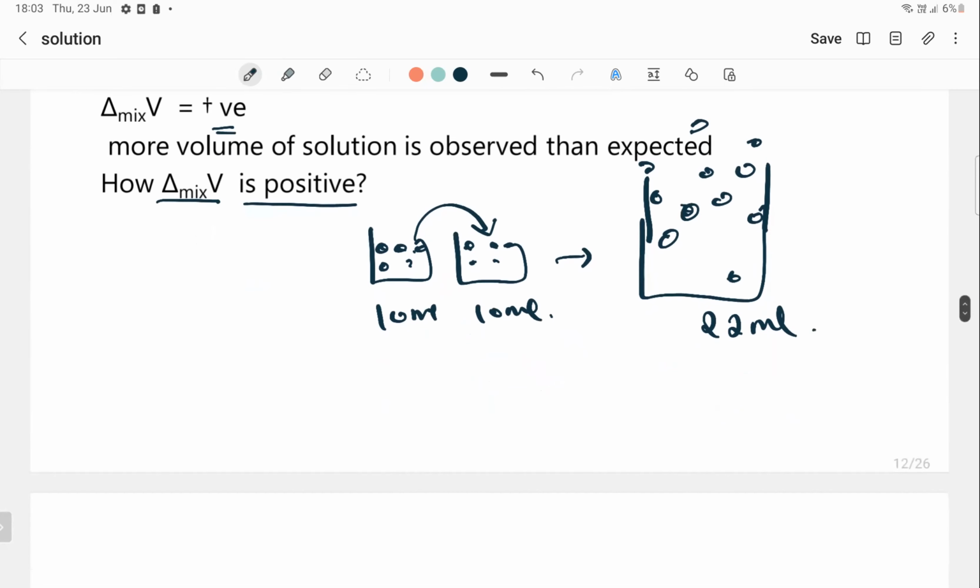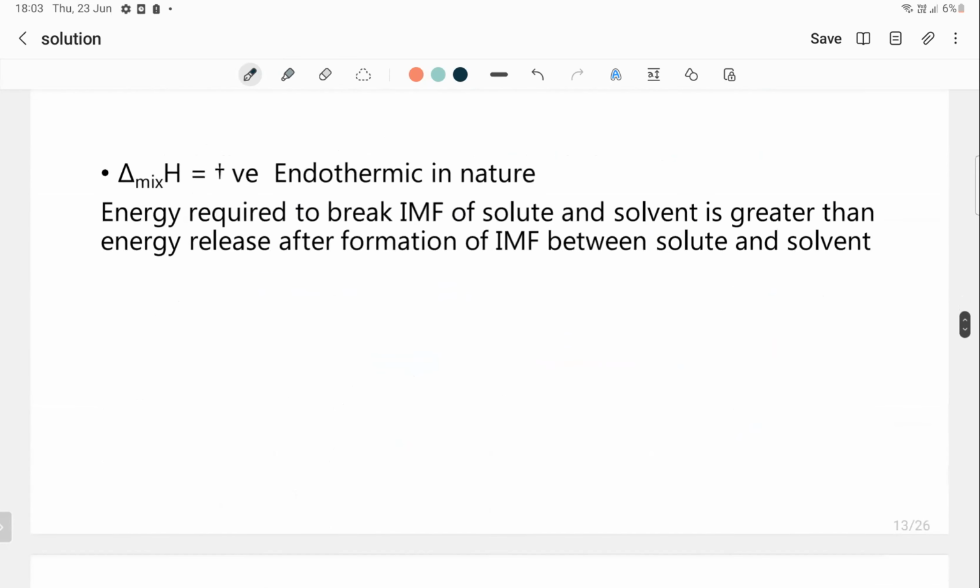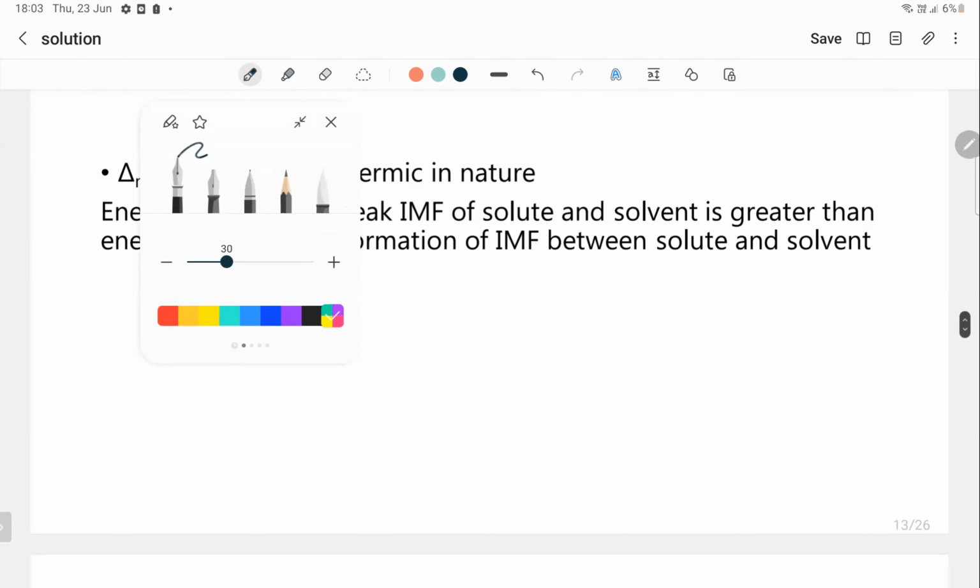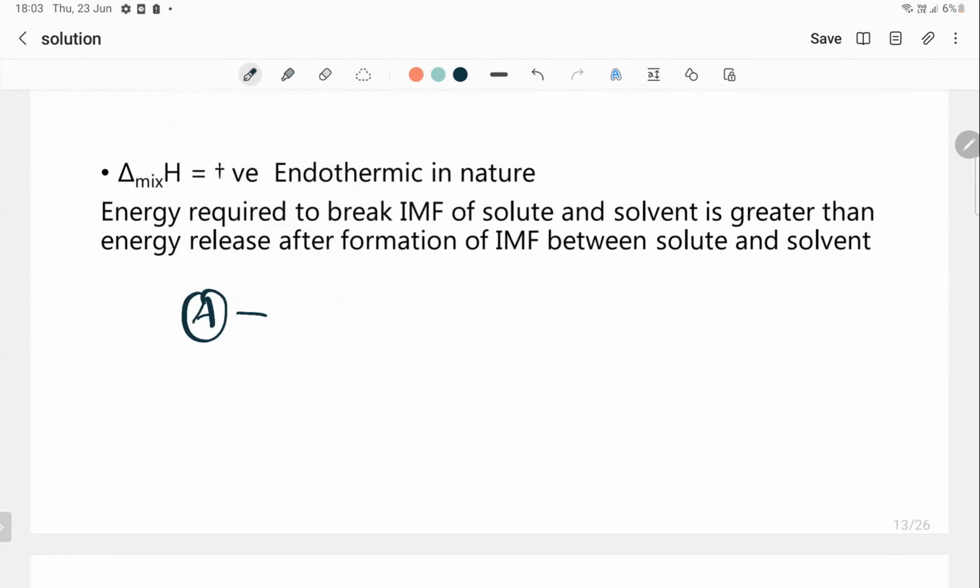Now, can you say how this delta mix enthalpy is positive, endothermic in nature? It absorbs energy. Okay, so here what happens? See, you're taking your solute and your solvent. Clear?